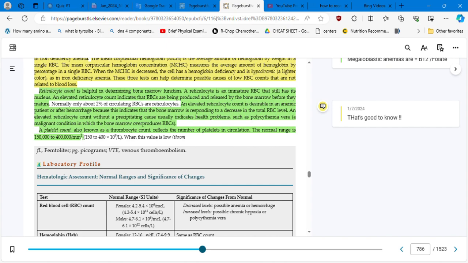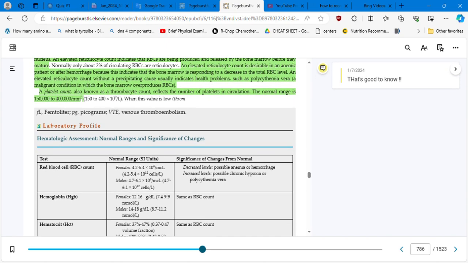An elevated reticulocyte count is desirable in an anemic patient or after hemorrhage because this indicates that the bone marrow is responding. Of course, if you have a patient with anemia from a trauma, you want to see that reticulocyte count high because it means that the bone marrow is working, right?